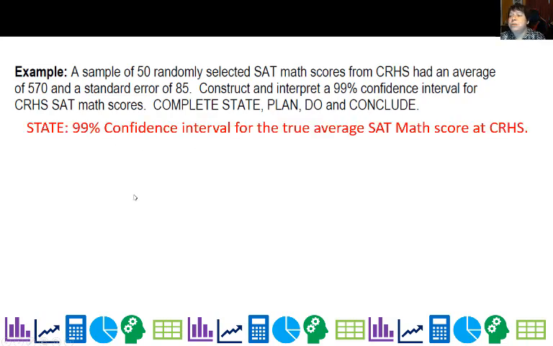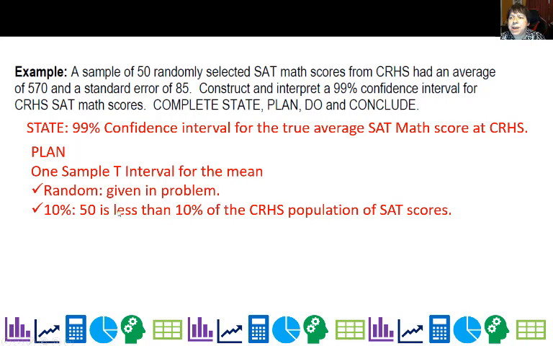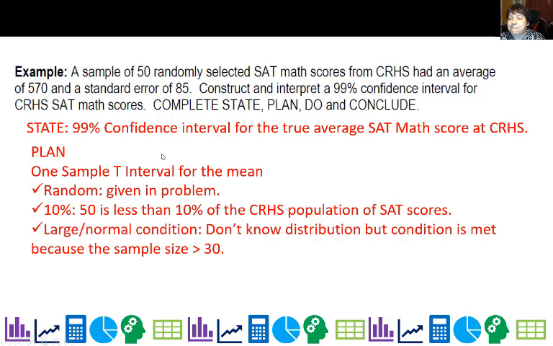So first of all, they want us to do a 99% confidence interval for the true average SAT math scores at Cedar Ridge. My plan is a 1 sample T interval for the mean. And is it random? It's given in the problem. 10%, we have over 2,700 students, I believe, so 50 is definitely fine. The large normal condition, don't know the distribution. I suspect it would be normal, but it doesn't matter because my sample size is greater than 30. It's 50, so this condition is met.